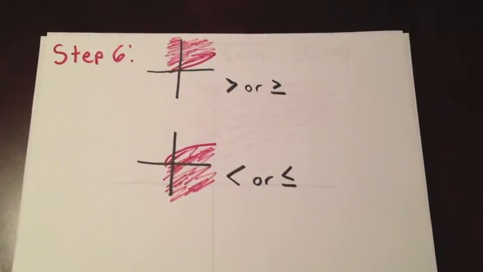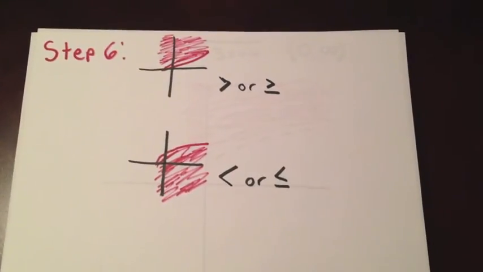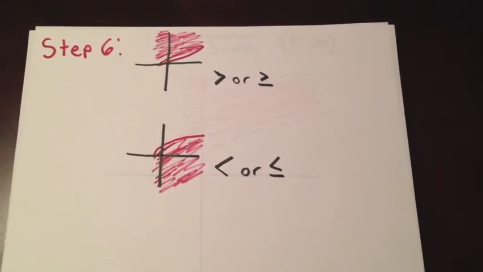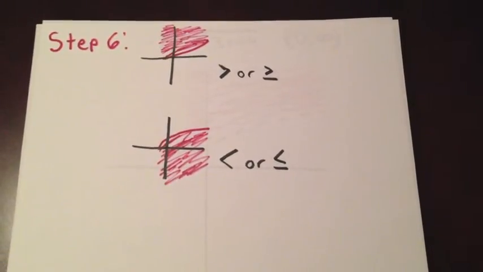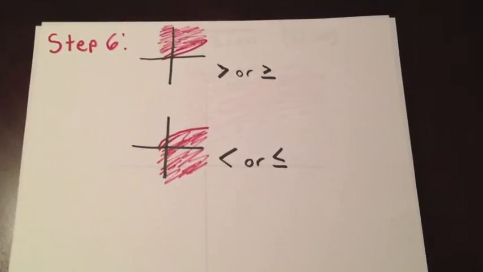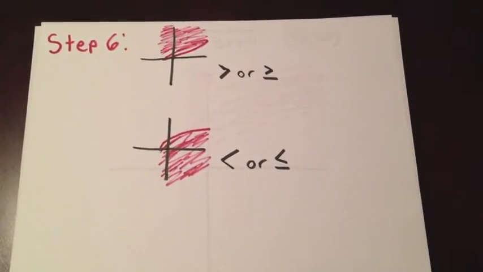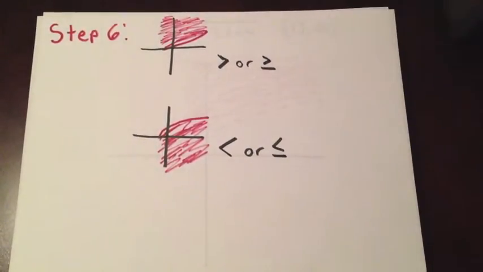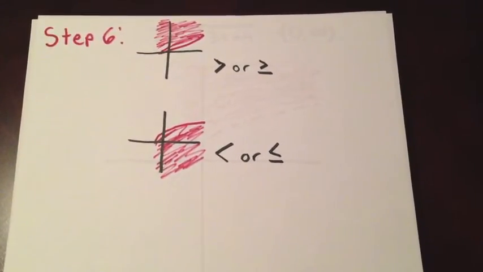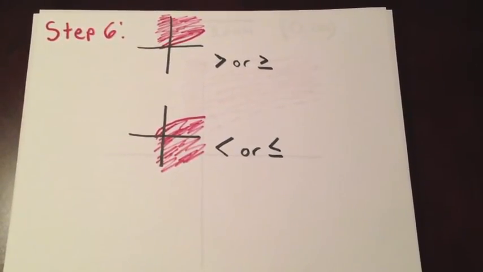Step number 6. Shade everything above the inequality if the symbol is greater than or equal to, as shown here. Shade everything beneath the inequality if the symbol is less than or equal to, shown here. The shade shows that any point within it is an acceptable solution for this square root inequality.